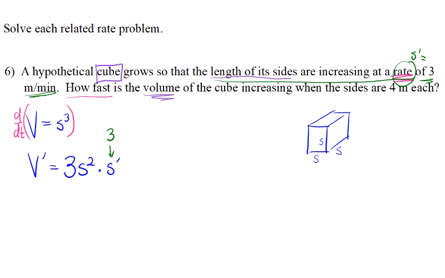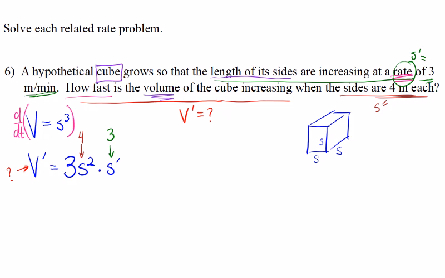And then it says how fast does the volume change? So they're asking about the volume, how fast the volume is increasing, and so they're asking for V prime. So V prime is what we're looking for, and we're going to leave V prime as it is because we don't know it. And then it says when the sides are 4 meters each, that means the side S is going to equal 4. So that's what we put in for S.